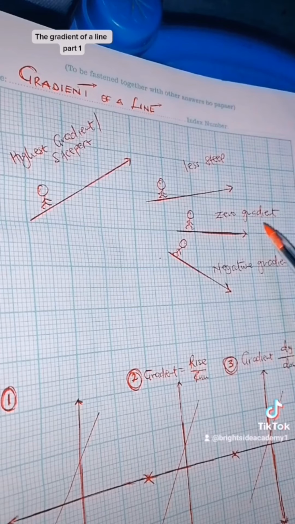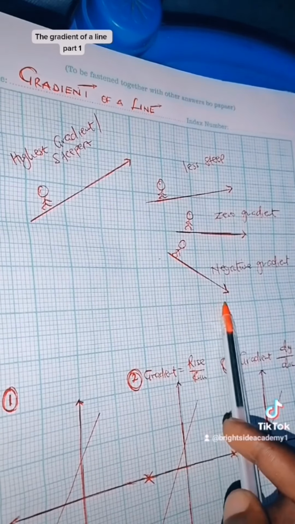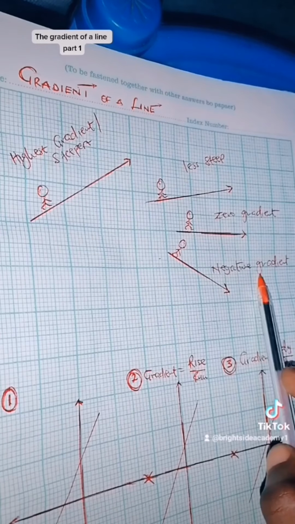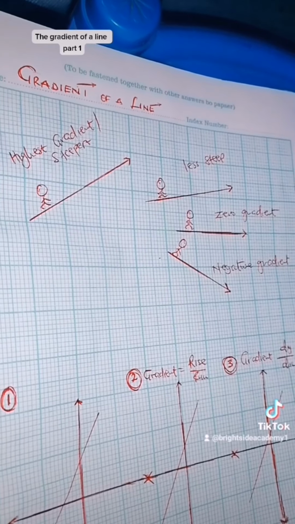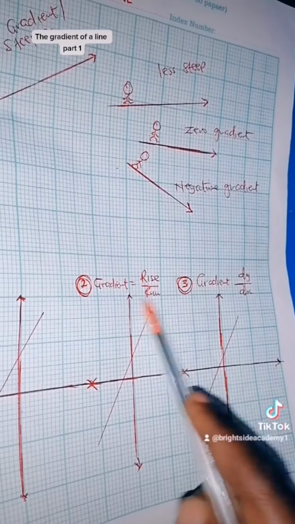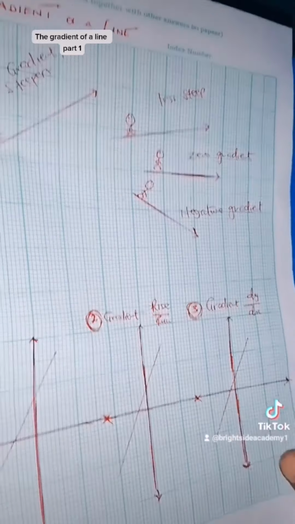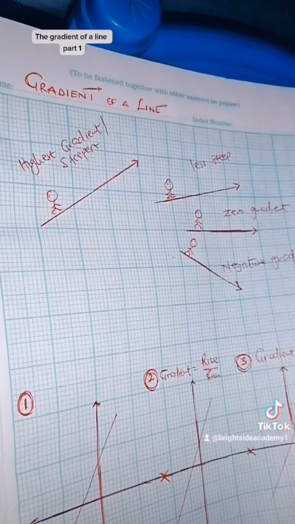And of course the last one that is moving downwards, and since it is moving downwards, it's going to produce a negative gradient. We are going to move on to see if we can find the gradient of a line, and we are going to use the common method, which is difference in y over difference in x. Of course there are many other examples. Find out in part 2.